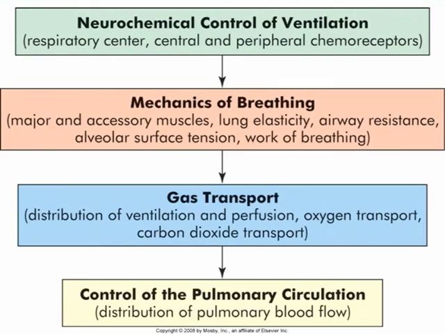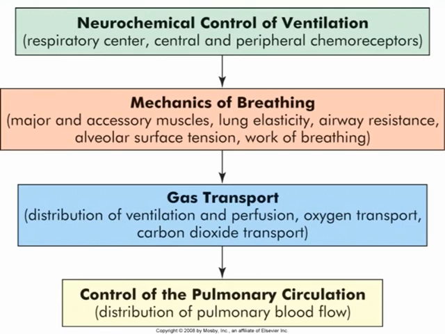Just when you thought that this whole process was extremely complicated, let's throw in some more. We have our neurochemical control of ventilation here at the top. That's the respiratory center, the central and peripheral chemoreceptors that we've already talked about. We also have our mechanics of breathing that are going to be controlled by our major muscles, our accessory muscles, to some extent the lung elasticity. So if our lung is not very elastic or compliant, we're not going to be able to have good mechanics of breathing. Our airway resistance will play into this.